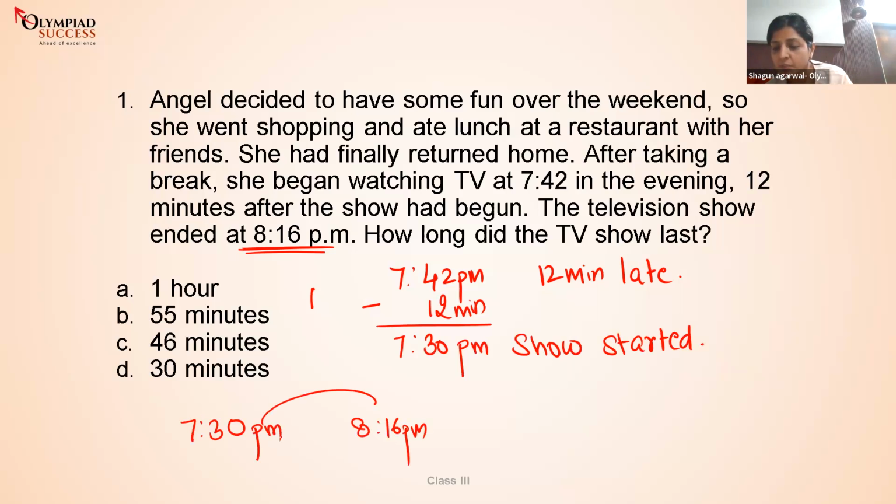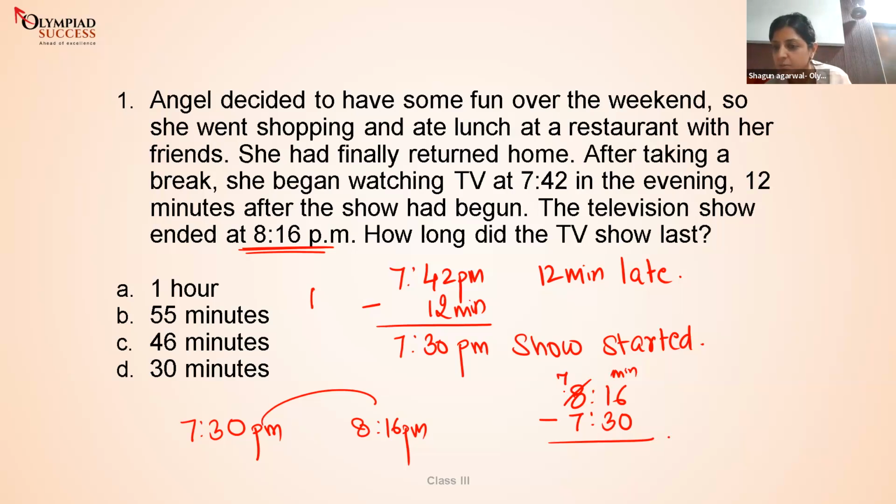on the same day. So the difference between the two times would be the duration of the show, or how long it lasted. Okay, so whenever we're subtracting time, so 8:16 minus 7:30, right? Now whenever we're subtracting time, what do we do? 16 minus 30 is not possible. These are minutes. So what do we do? We go to hours. We borrow 1 hour from here.